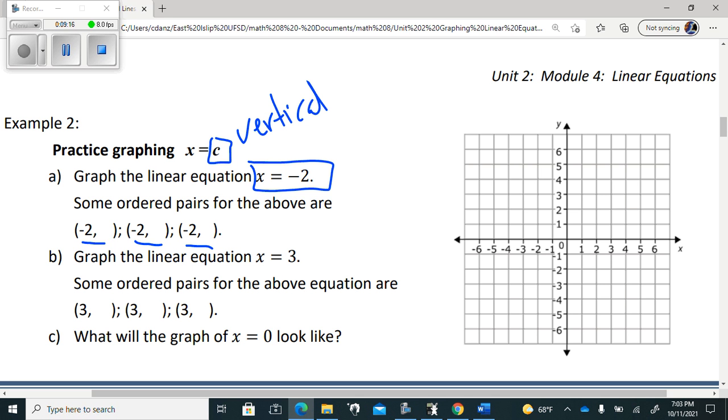What can you put for y? Anything you want. I'll put a 1, 2, and 3. And let's go graph it. Here's -2, 1. Here's -2, 2. And here's -2, 3. Really, they make a vertical line. And it crosses the x-axis at -2, because this says that x equals -2.